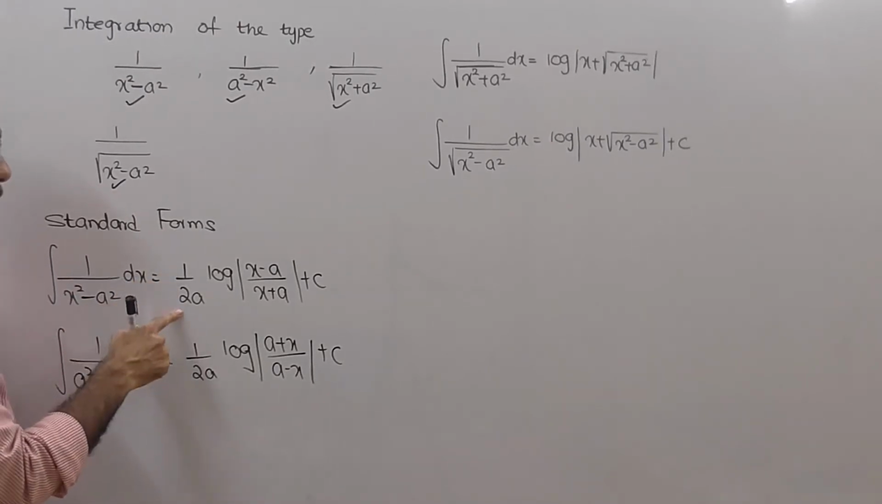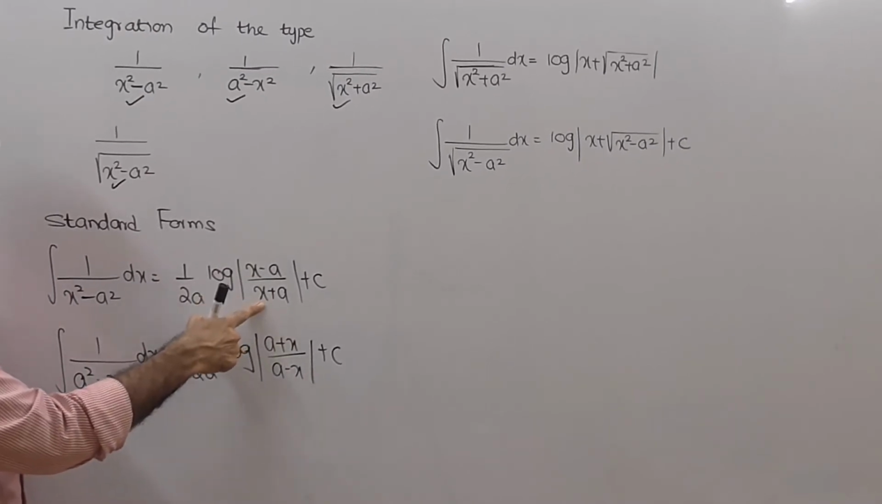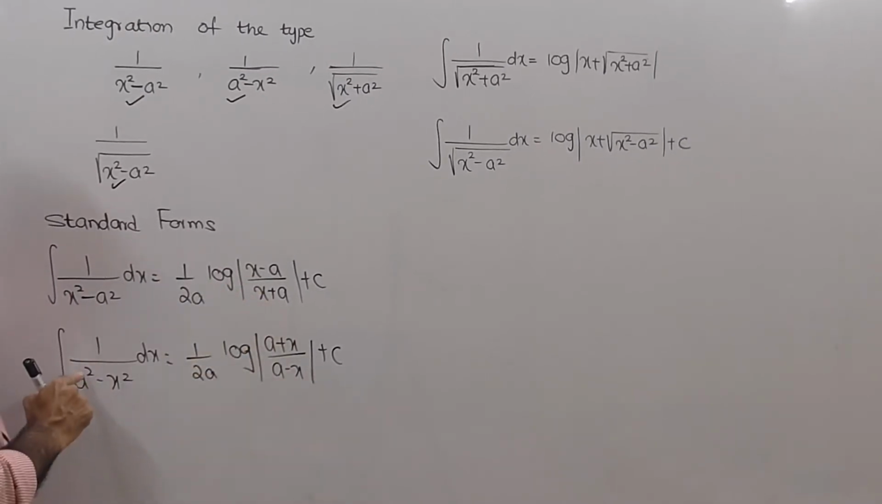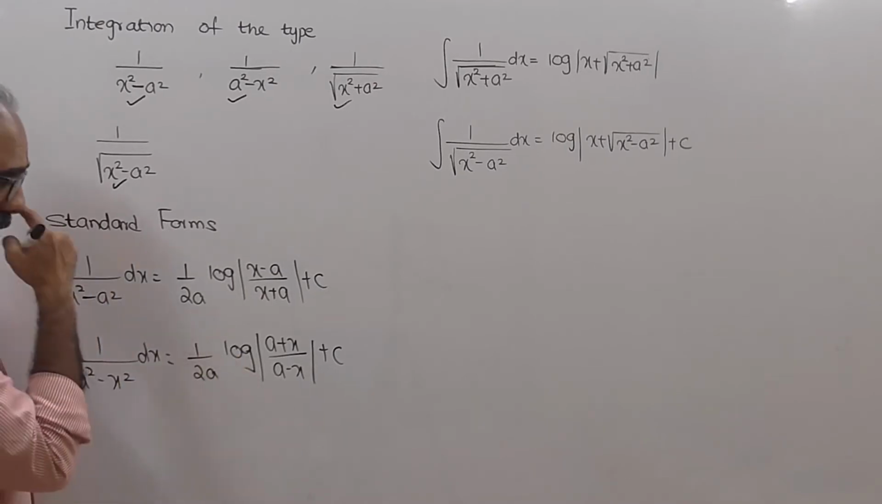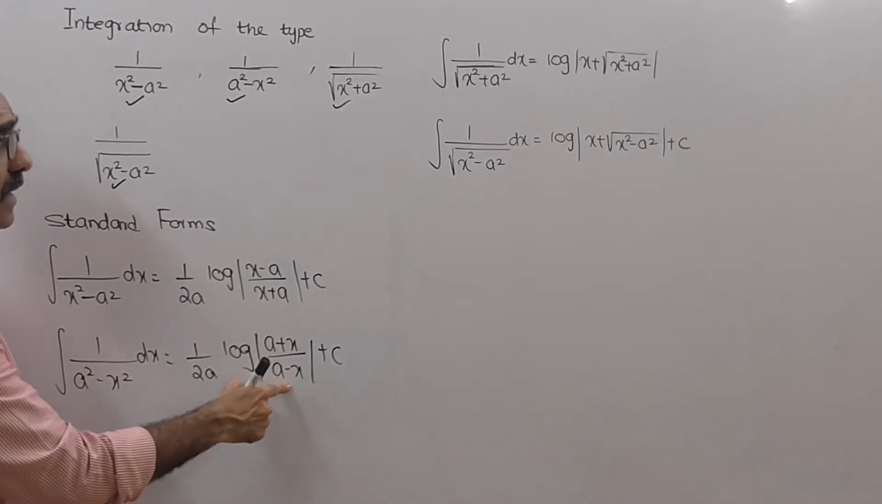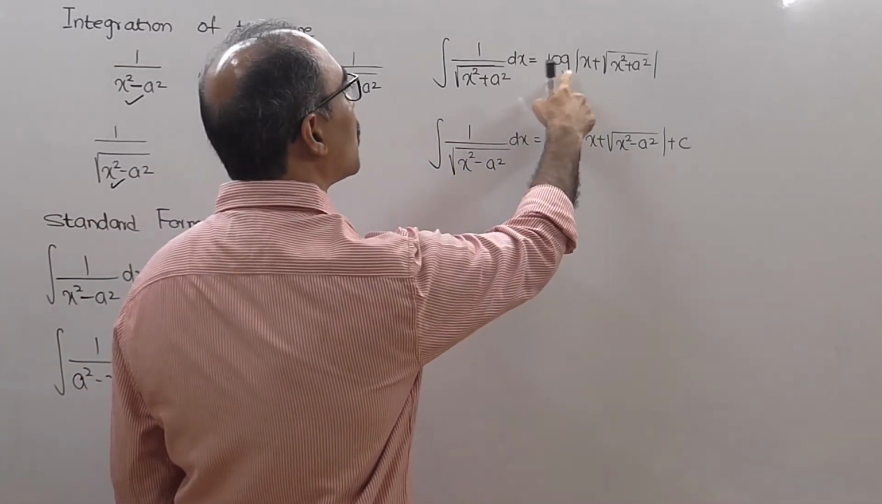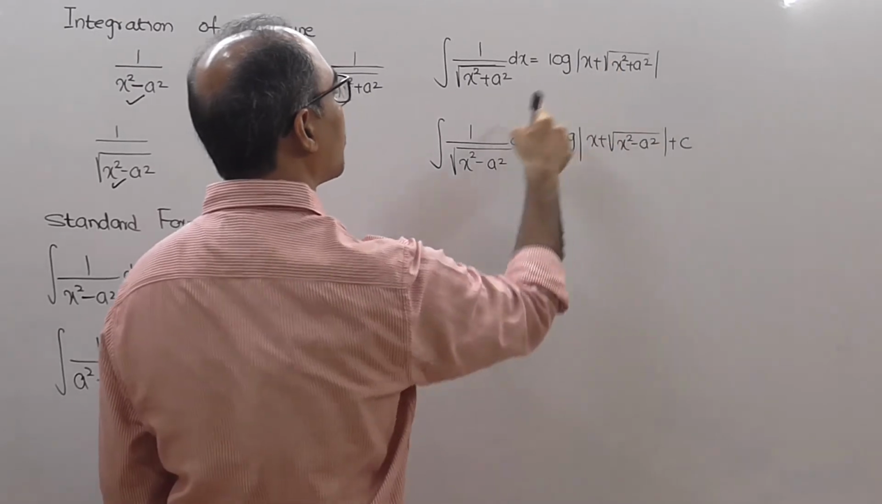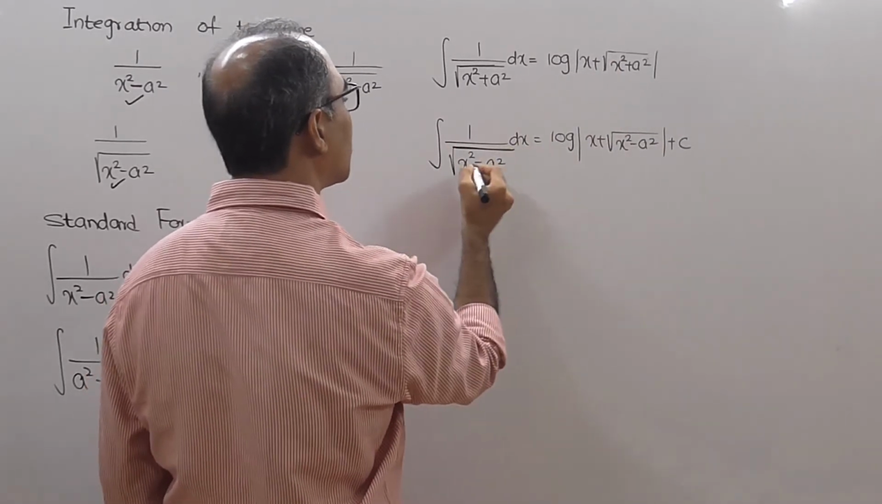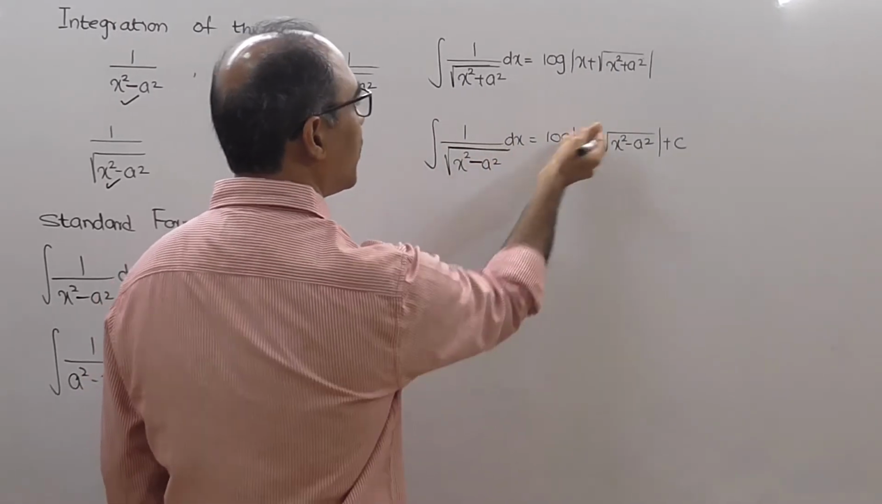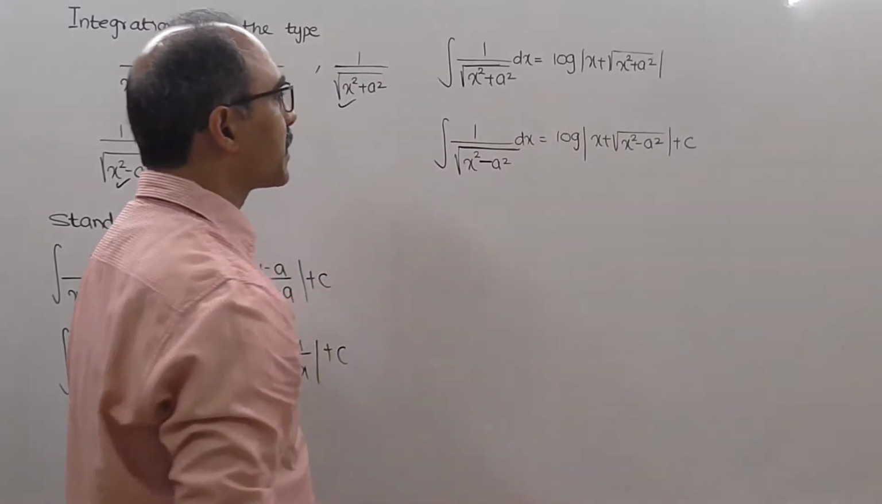The formula for 1 upon x square minus a square is 1 upon 2a log modulus x minus a upon x plus a plus c. 1 upon a square minus x square is 1 upon 2a log modulus of a plus x upon a minus x plus c. And 1 upon root of x square plus a square is log modulus x plus root of x square plus a square. If it is a minus sign here, it is log modulus x plus root of x square minus a square.